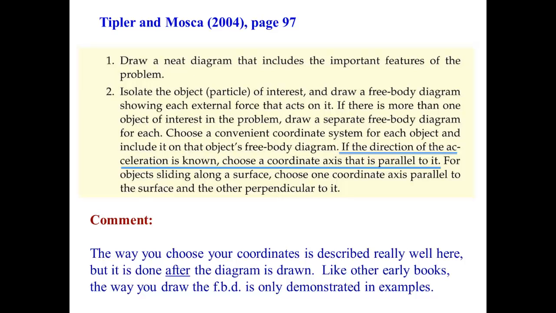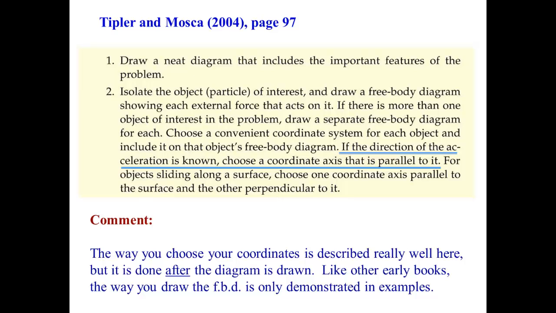Now, they say identify all the forces. They don't go into as much detail as Halliday and Resnick did about that step. It is important to find all of the forces acting on the body and identify them clearly in your problem.